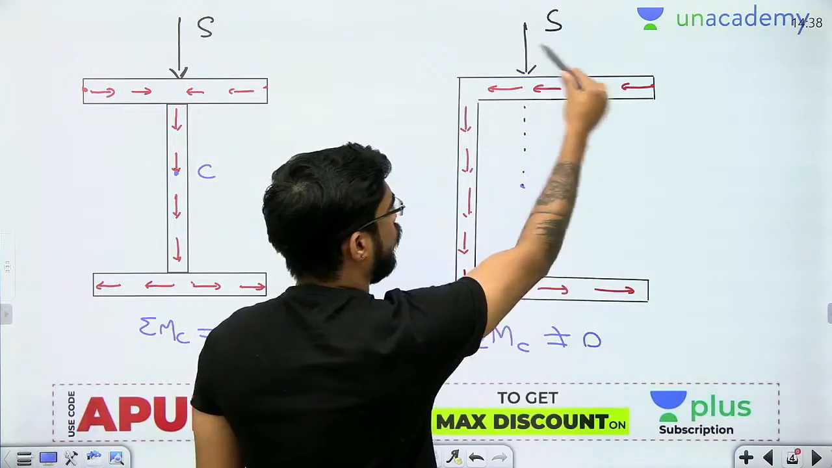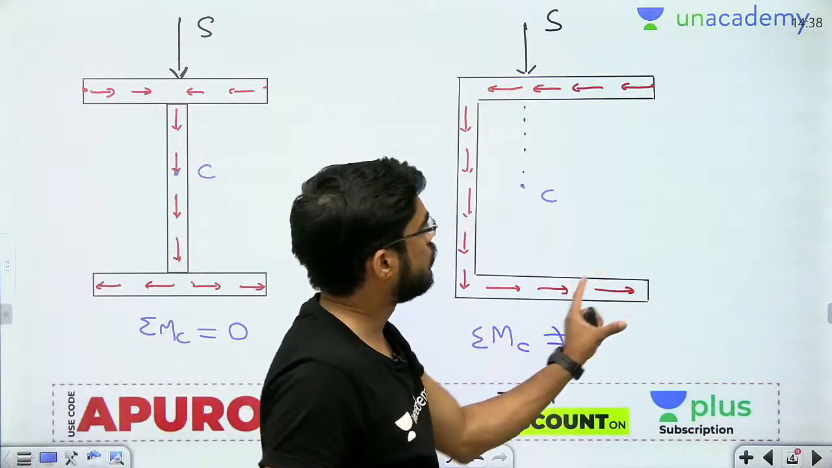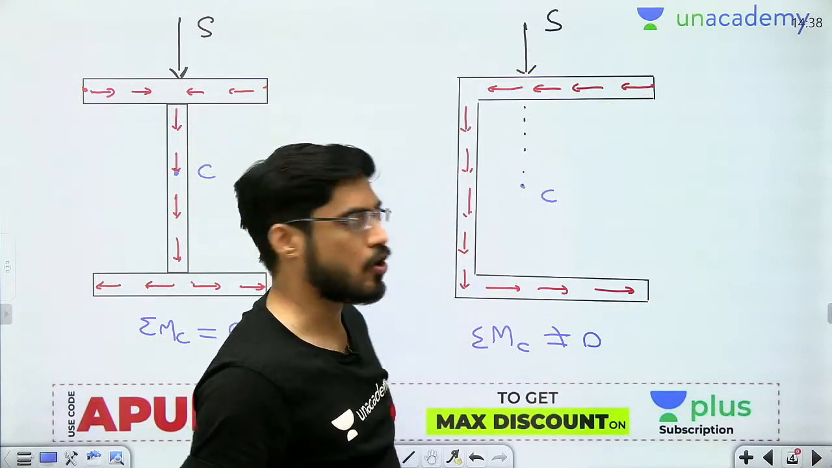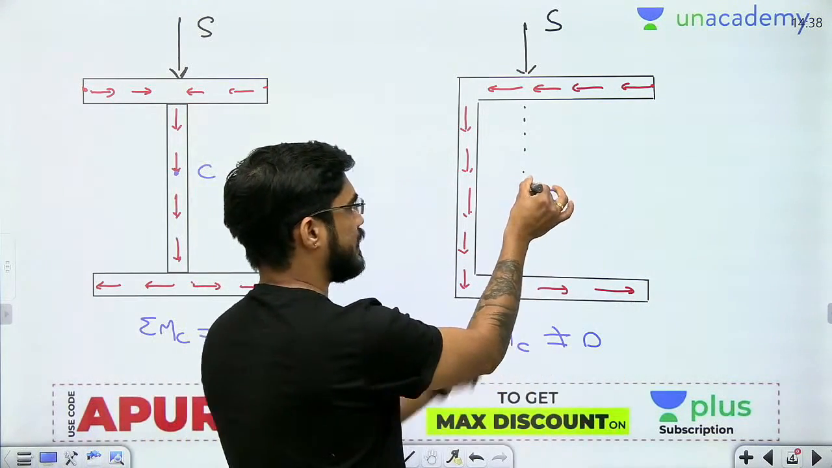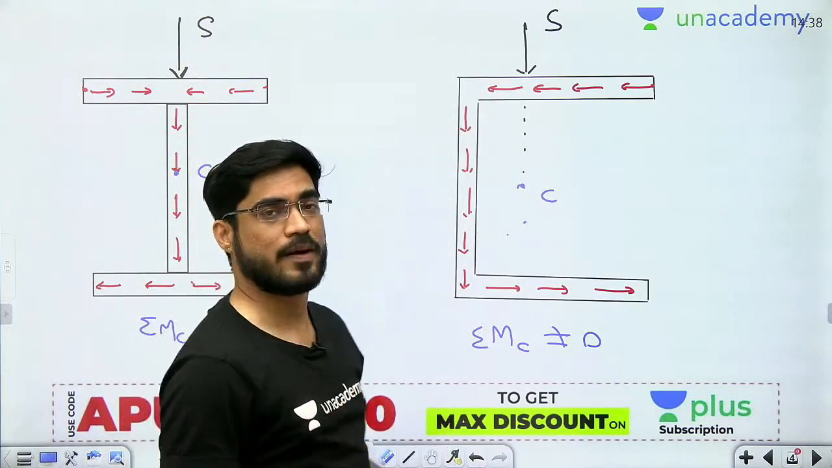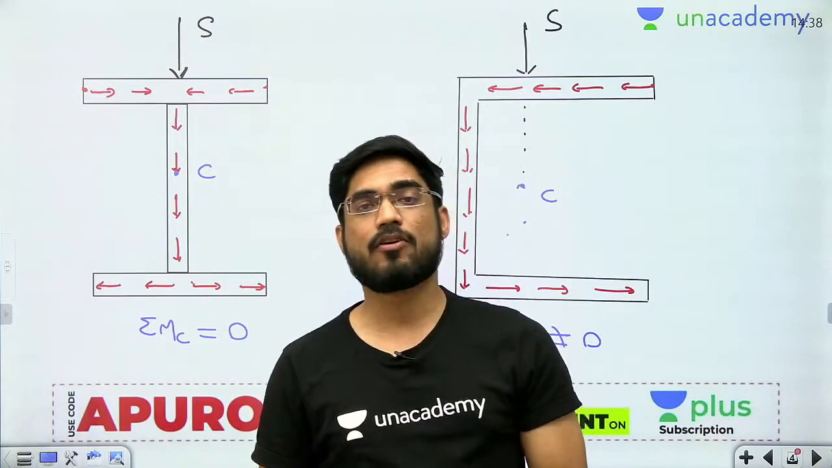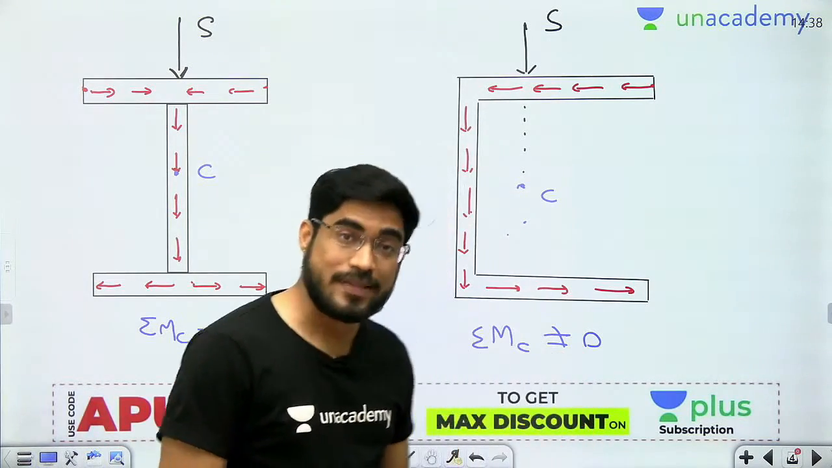The reactive shear flow will apply an anti-clockwise moment, and this moment will be acting about this axis, which is the normal axis. And what is the moment about normal axis? Moment about parallel axis is bending moment. Moment about normal axis is twisting moment.